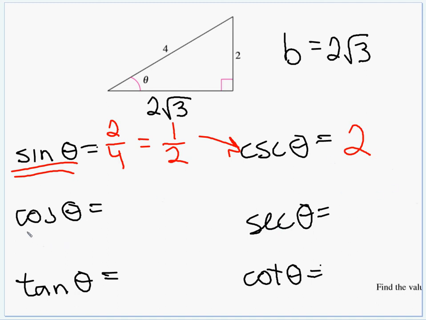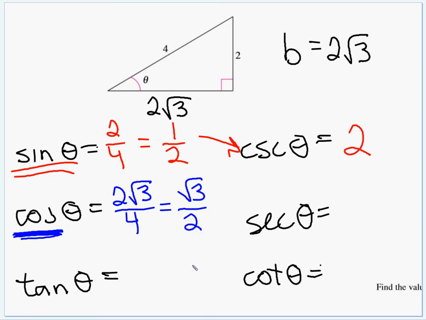Up next, cosine. The hippie came a hoppin'. Adjacent over hypotenuse. So our adjacent is 2 root 3. Hypotenuse is 4. And notice the 2/4, we can reduce that down to 1/2. So that's going to be a root of 3 over 2. To get the secant, we're just going to flip that over. So that's going to be 2 over a root of 3. And let's rationalize. Multiply the numerator by a root 3. Multiply the denominator by a root 3. And the radical disappears. So 2 root 3 over 3.